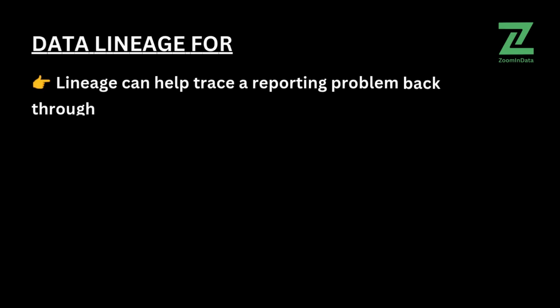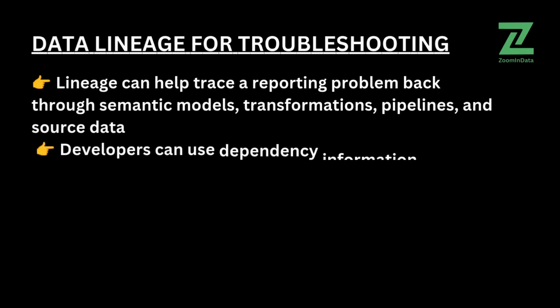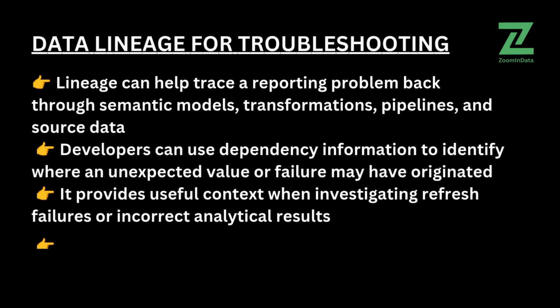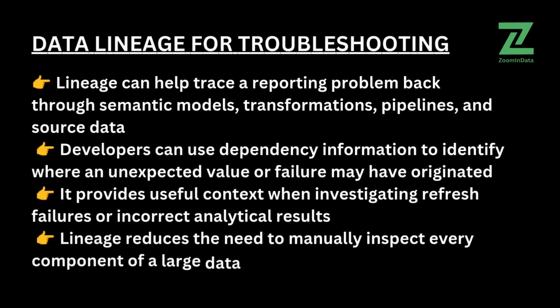Lineage can help trace a reporting problem back through semantic models, transformations, pipelines, and source data. Developers can use dependency information to identify where an unexpected value or failure may have originated. It provides useful context when investigating refresh failures or incorrect analytical results. Lineage reduces the need to manually inspect every component of a large data environment.